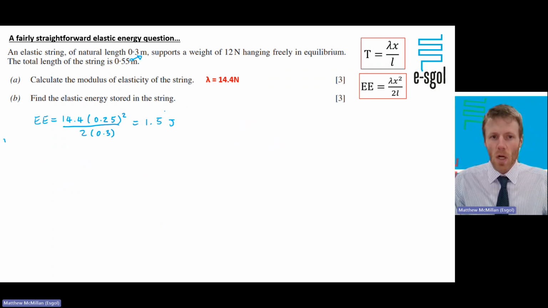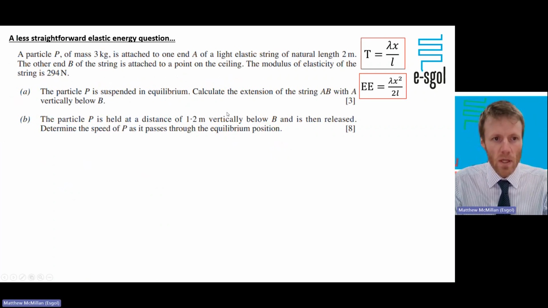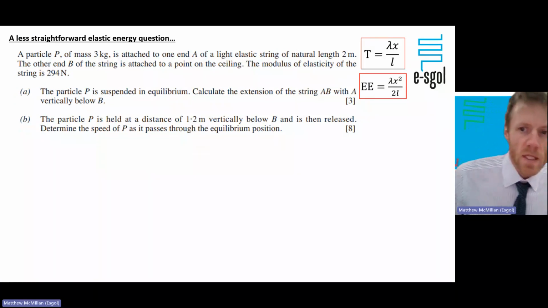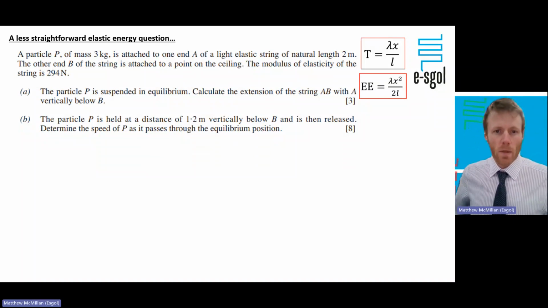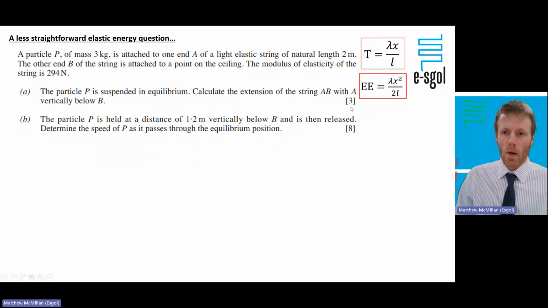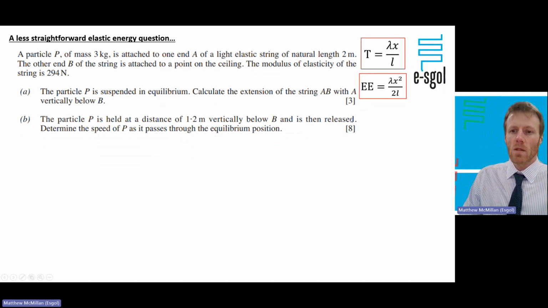I would be very surprised if they gave you a question that easy in the exam, but that is a past paper question. I guess they're basically checking that you've learned the formula. More likely would be a slightly more tricky question. So this one here is more tricky. You can see it's split into 2 parts. I imagine the first part is reasonably straightforward. It's only 3 marks. And then we get onto something a little bit harder.